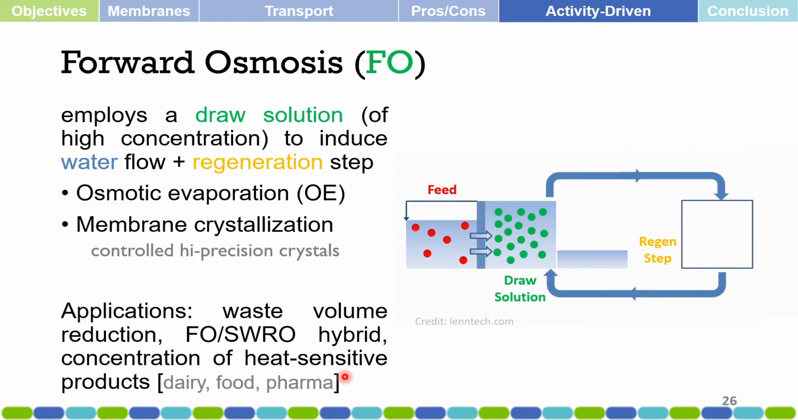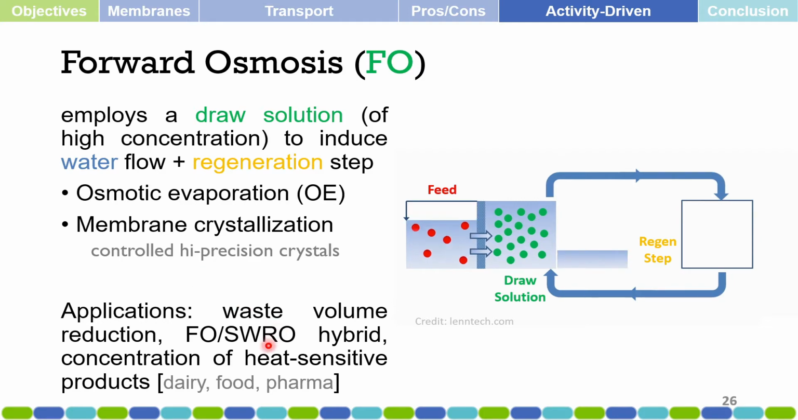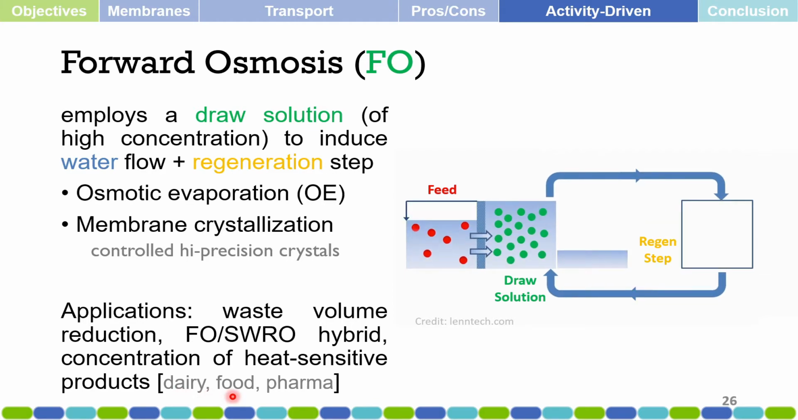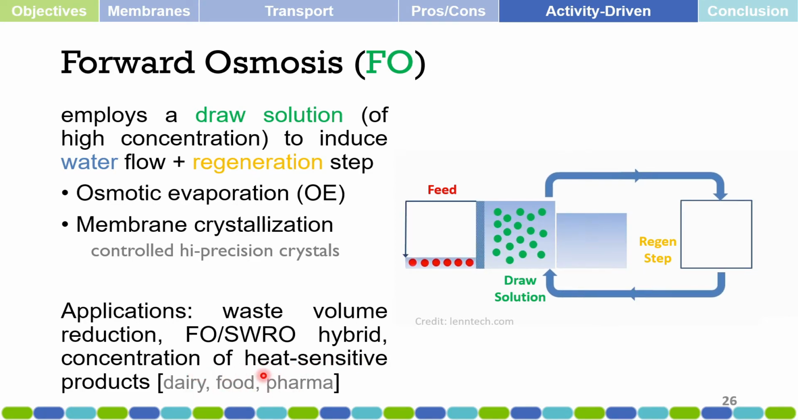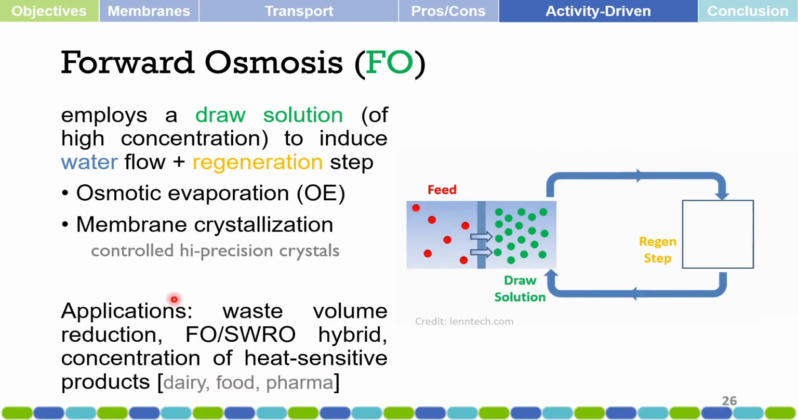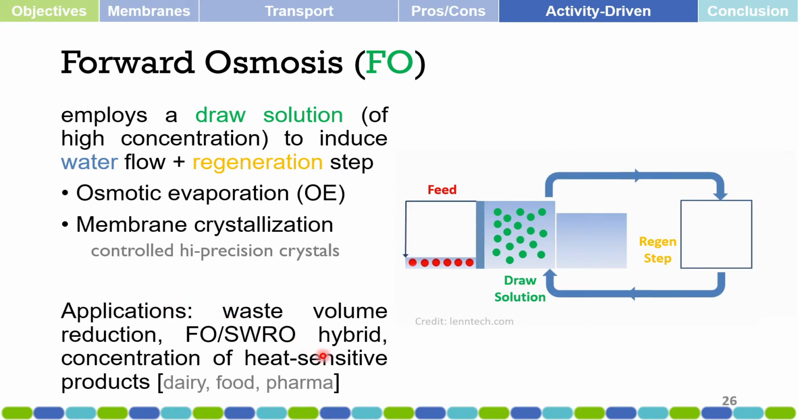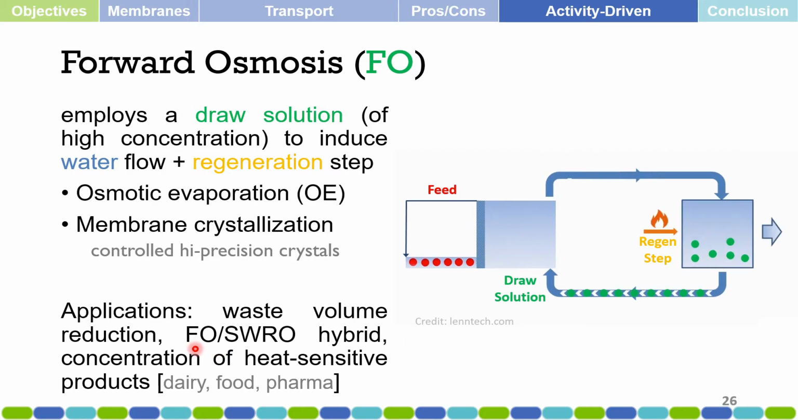It can also be used for concentration of heat sensitive products. Since it doesn't apply any heat in order to concentrate, it is applied for dairy concentration, for milk, for food such as juices, and also for pharmaceutical products. If you are transporting your products over long distances, then a forward osmosis process will be beneficial to reduce the volume of the product that you are transporting.